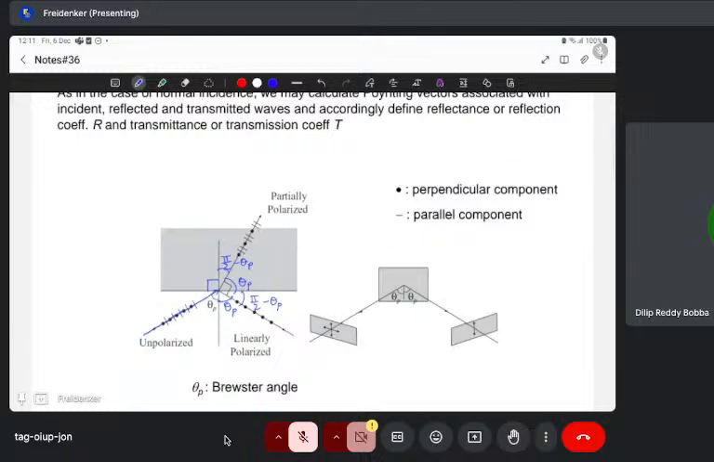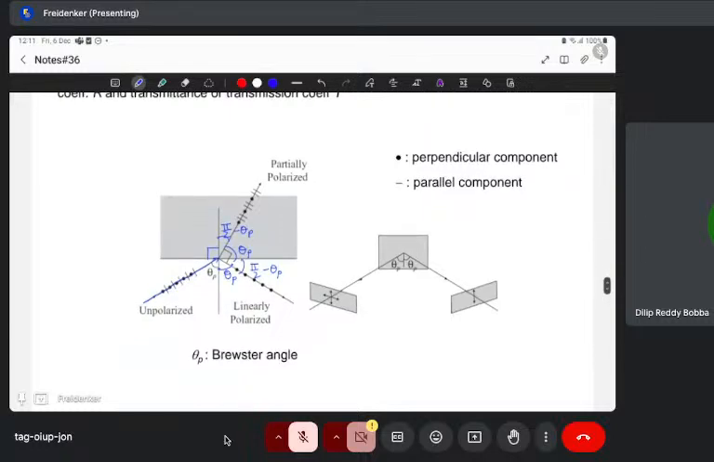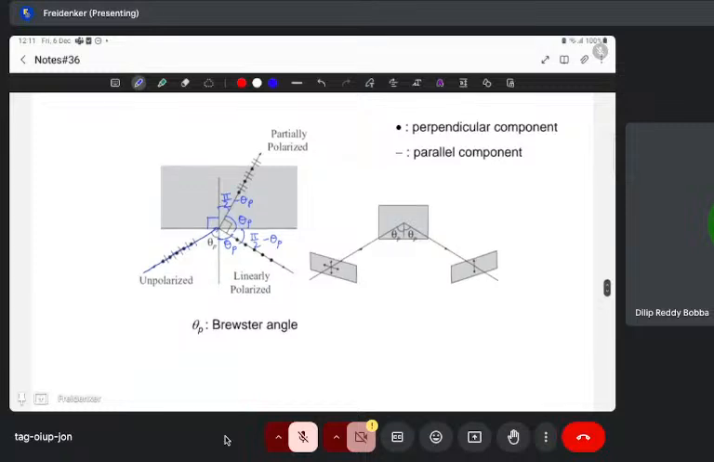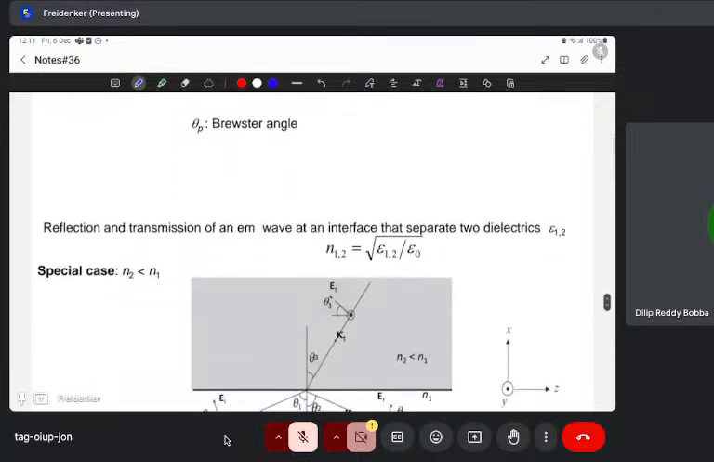No, it's not leading us anywhere, is it? It isn't. So some magic is happening here. So at Brewster's angle, the reflected ray is linearly polarized. That's it. I don't see any other reason.